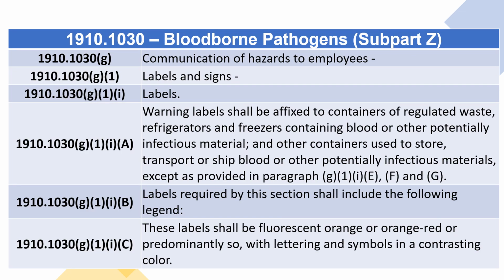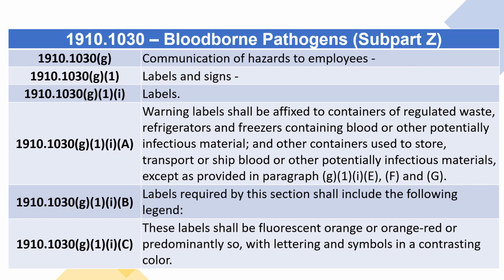1910.1030(g). Communication of hazards to employees. 1910.1030(g)(1). Labels and signs. 1910.1030(g)(1)(i). Labels. 1910.1030(g)(1)(i)(A) through (I). Warning labels shall be affixed to containers of regulated waste, refrigerators and freezers containing blood or other potentially infectious material, and other containers used to store, transport or ship blood or other potentially infectious materials, except as provided in paragraph (g)(1)(i)(E), (F), and (G).